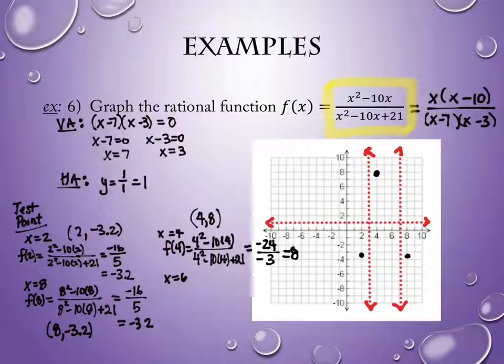And let's try the 6. F of 6 is 6 squared minus 10 times 6 over 6 squared minus 10 times 6 plus 21. What do you have on top? Negative 24. Do we get negative 3 on bottom again, or is it something different? Okay. Now, it will not always be symmetric like that, and that's actually why I needed you to test both points. So, I think you know what to do on the far left and the far right. If you were to connect these, it would look like this.